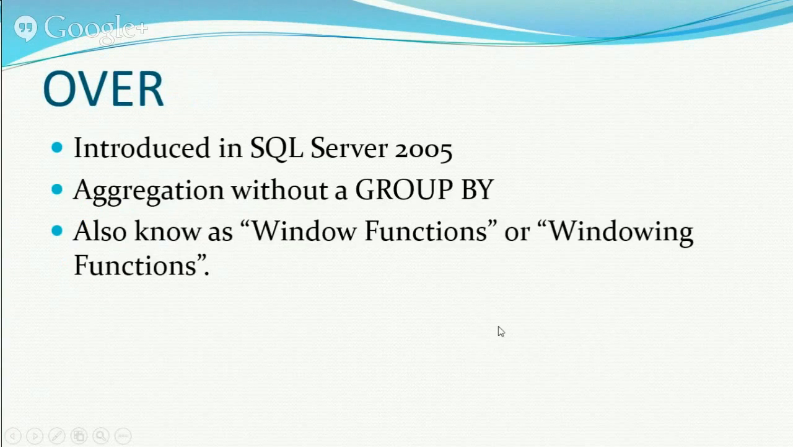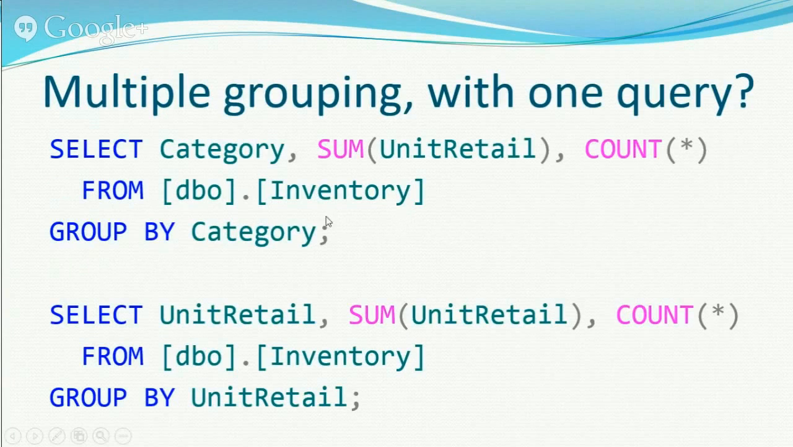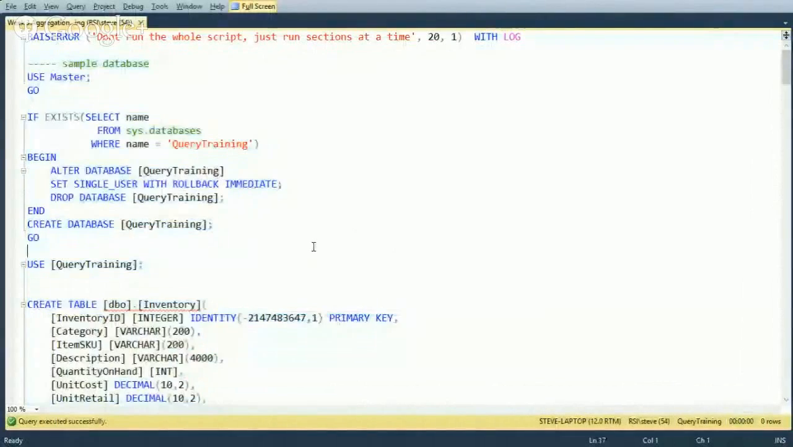So the over clause was introduced in SQL Server 2005. Seems like all the really good stuff was introduced in 2005. Before that, it was pretty hard to work with SQL Server. I already mentioned aggregation, but these are also known as the window or windowing functions, meaning you've got this huge set of data and the window is providing you a different view of that aggregate data than you would get with a group by. Let's just jump into the code and take a look at it then.